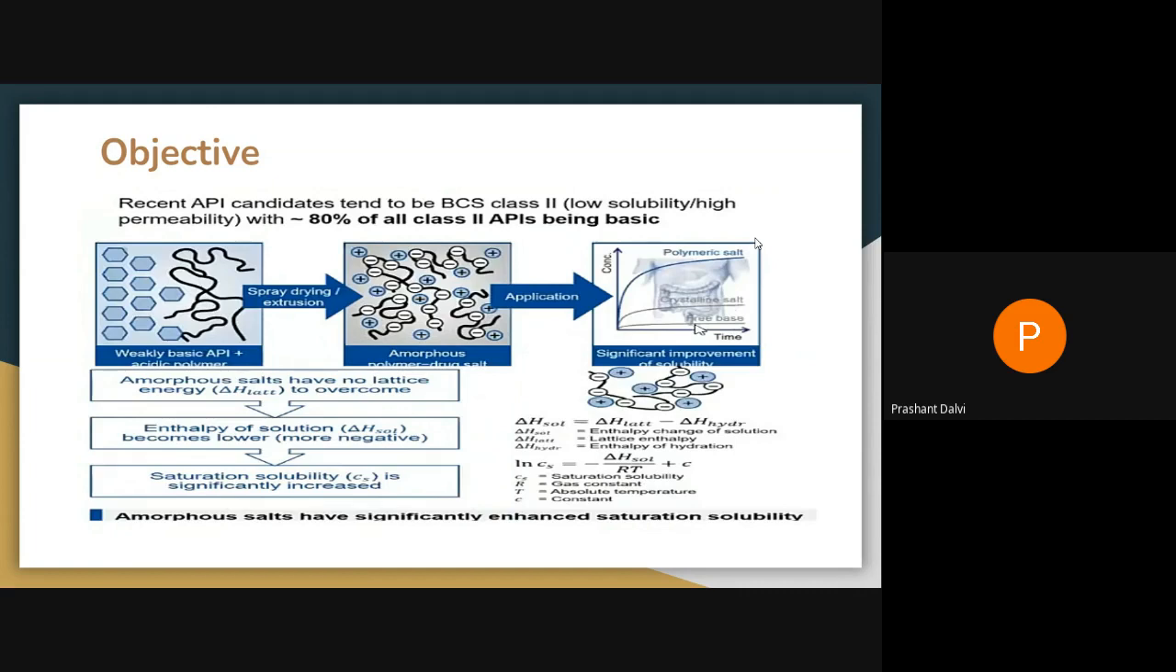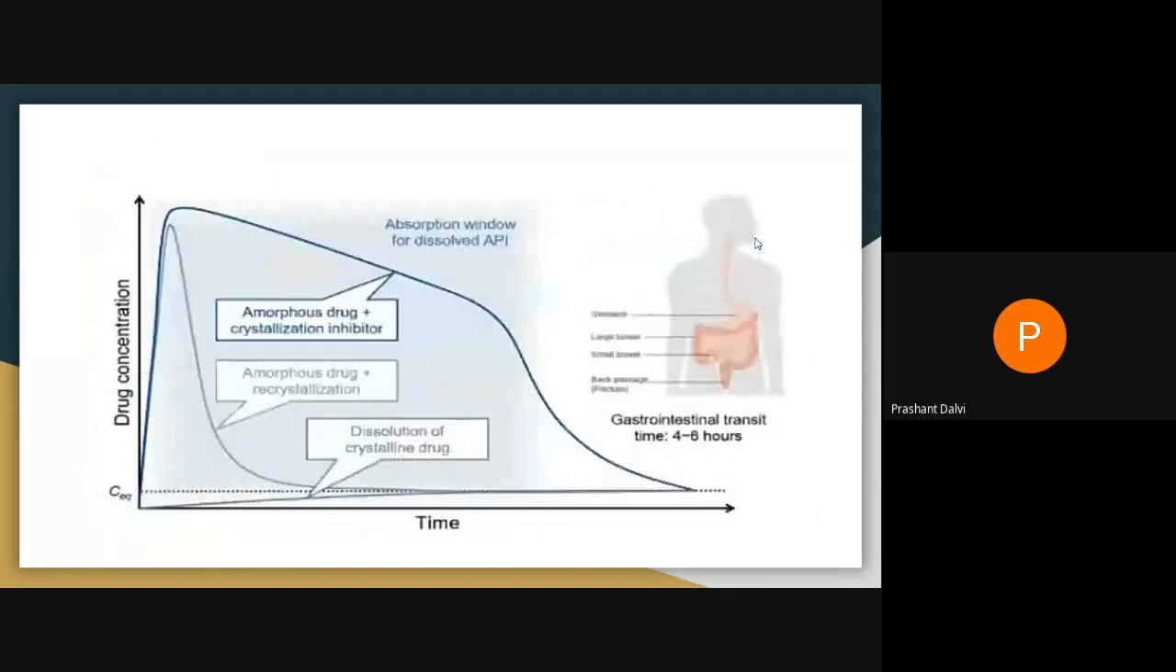So amorphous salts have significantly enhanced saturated solubility and viability of the formulations. As I already mentioned in the last slides, the dissolution of crystalline drugs is somewhat difficult, to reach their targeted sites and also to maintain the concentration of the drug in the therapeutic index. So that's why we need to convert it into these polymeric forms, salt forms.